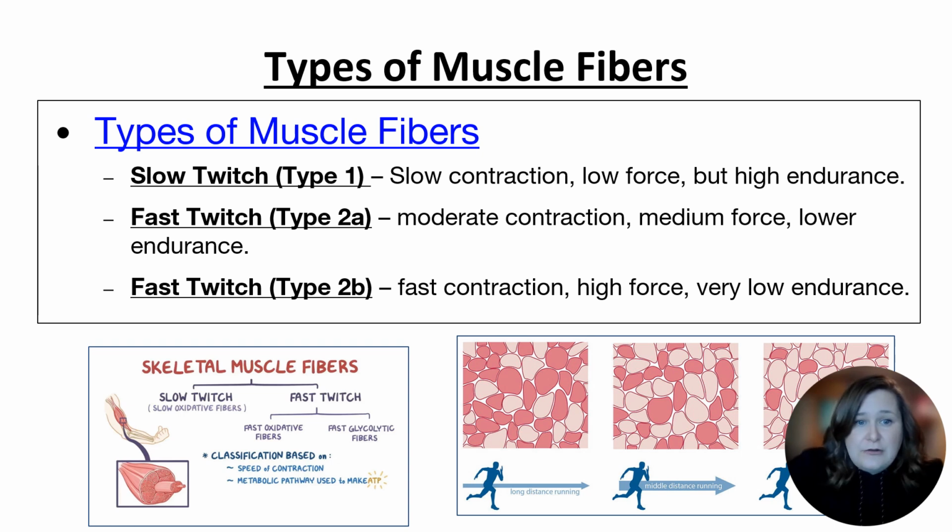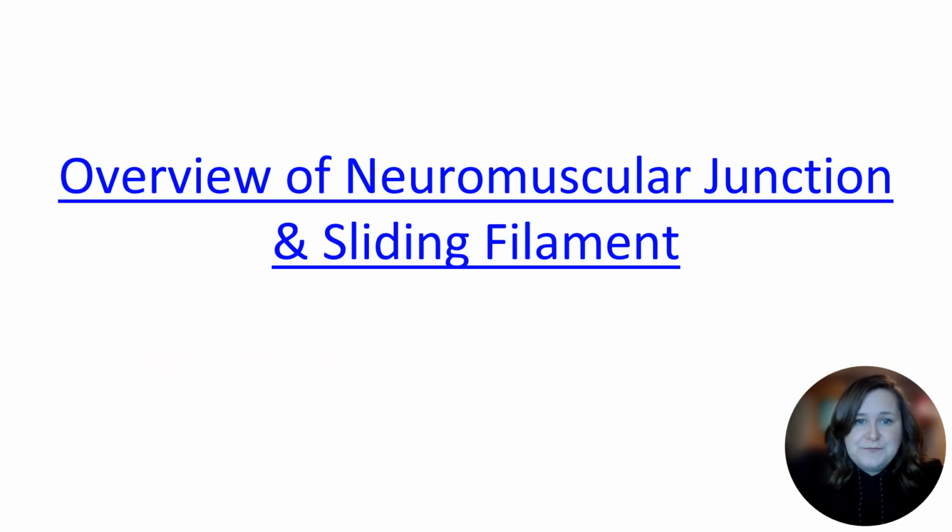And then your other type of fast twitch, which is your type 2B, is going to be a fast contraction, a high force, and very, very low endurance. So this is going to be the difference between long distance running and being able to just run a relay race really fast with these muscles.